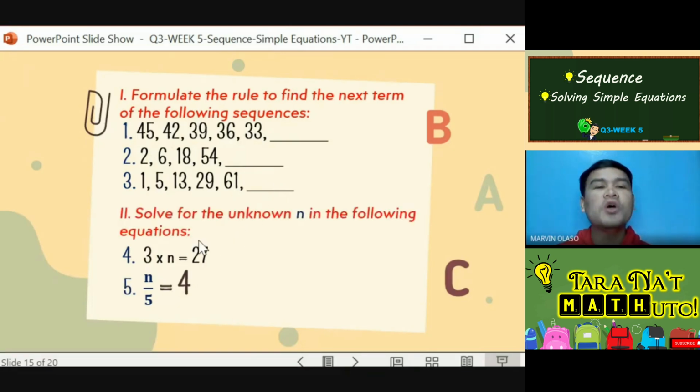For part 2, solve for the unknown n in the following equations. Number 4, 3 times n equals 27. So what is the n? Number 5, n over 5 or n divided by 5 equals 4. So what is n? Alright? So I think you have now your answer.